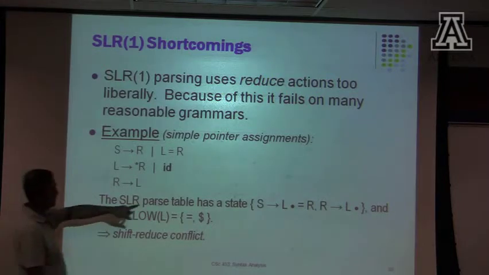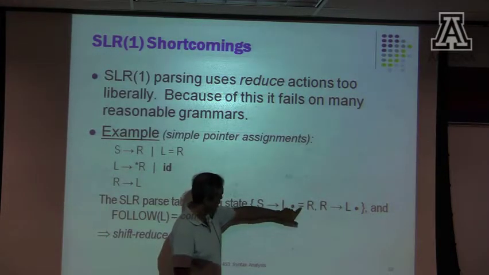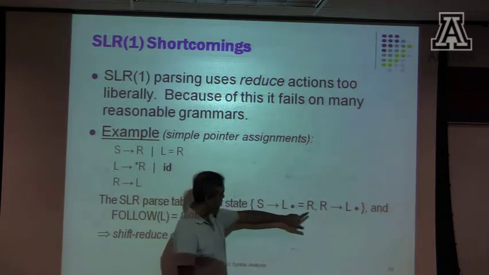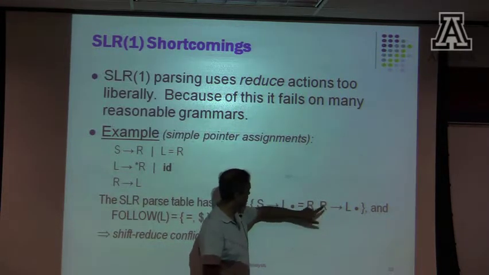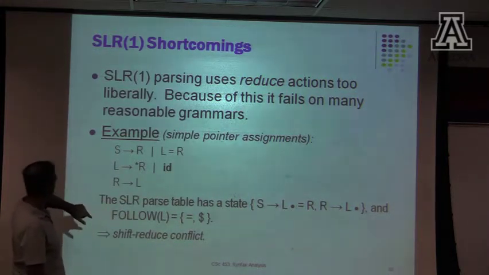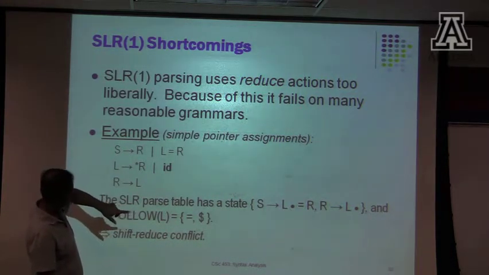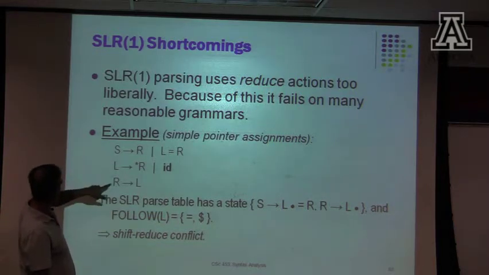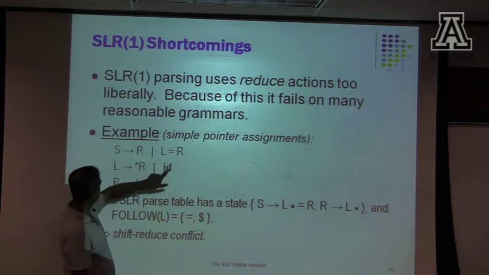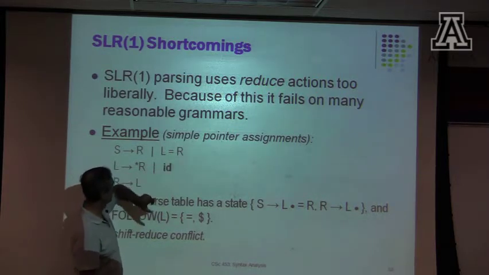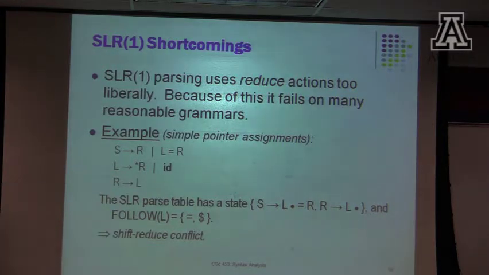You'll find that there is a state where I have a shift action from equals over here, but there's also this item, and I throw in a reduce action for follow of R. I'm sorry. What's in the follow of R? Everything that's in the follow of L is in the follow of R. And equals is in the follow of L. So that gives us equals in the follow of R. Okay? So this gives us a shift-reduce conflict.